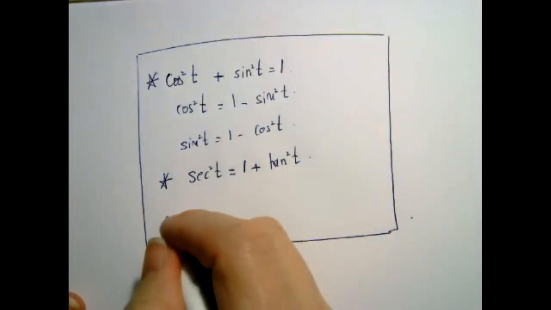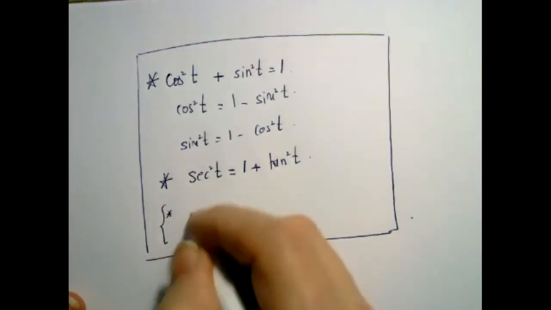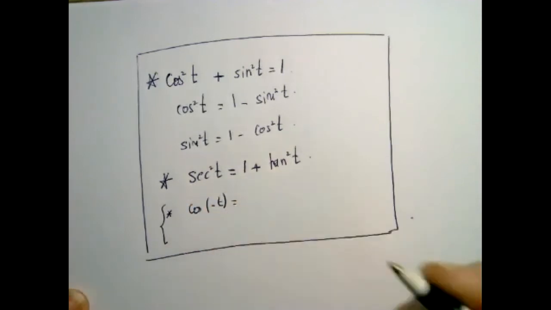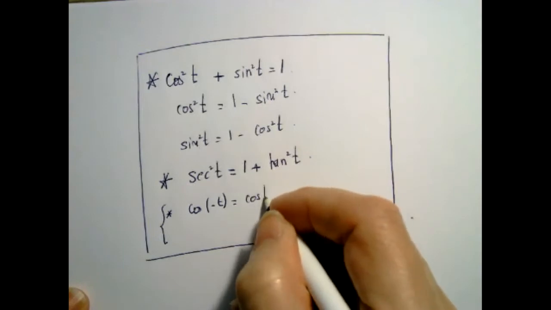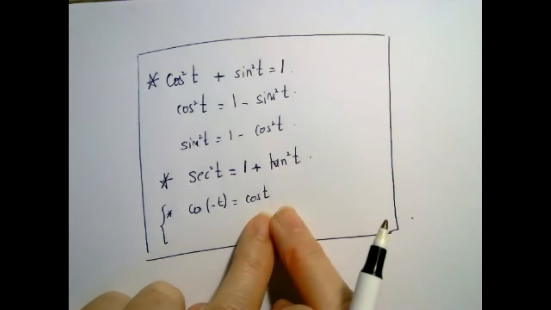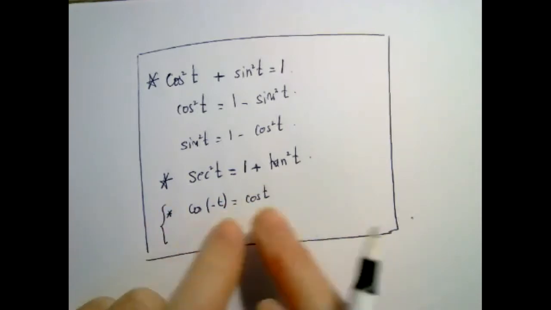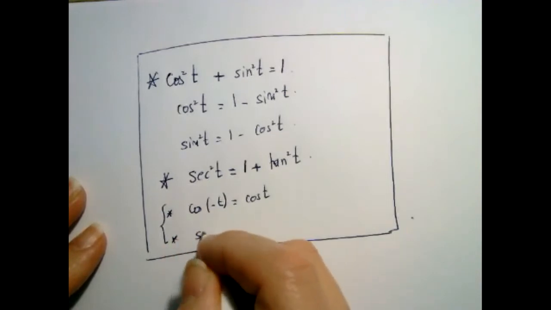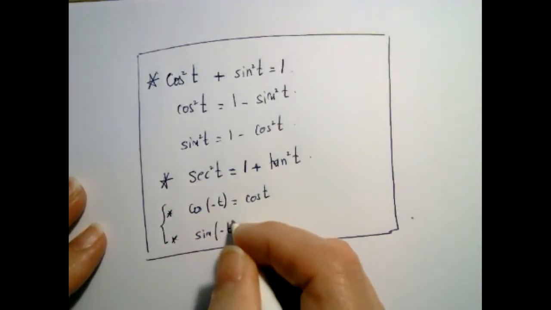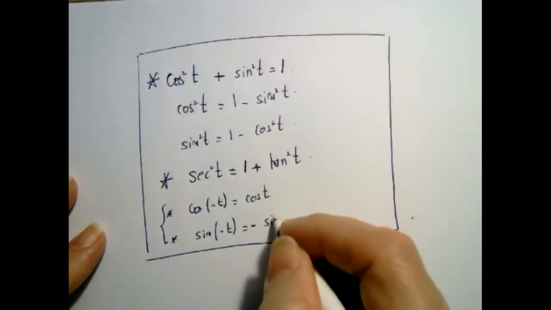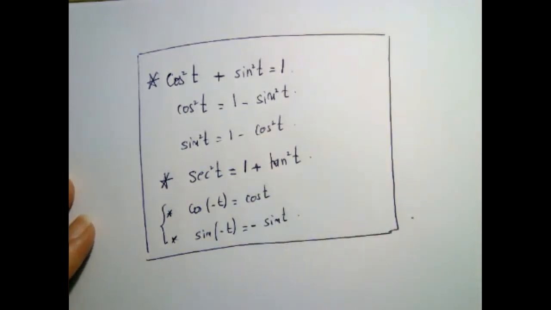Now, the other ones we built up that are also important are the even and odd identities. It means if you take the cosine of minus t, it's exactly the same as the cosine of t. It means cosine of minus pi over 3 equals cosine of pi over 3, and cosine of minus pi over 4 equals the cosine of pi over 4. And then we did something fairly similar for the sine, and we said the sine doesn't work this way. It was minus sine t.